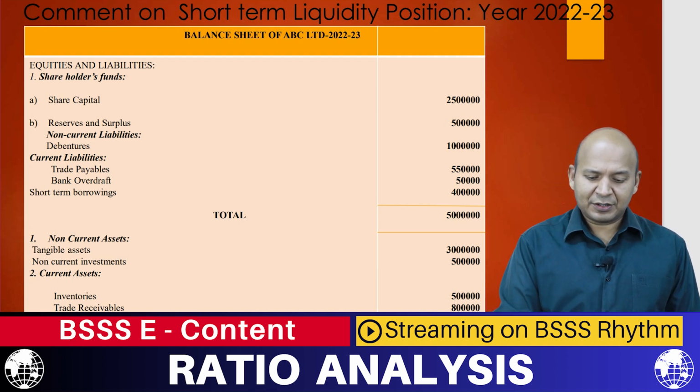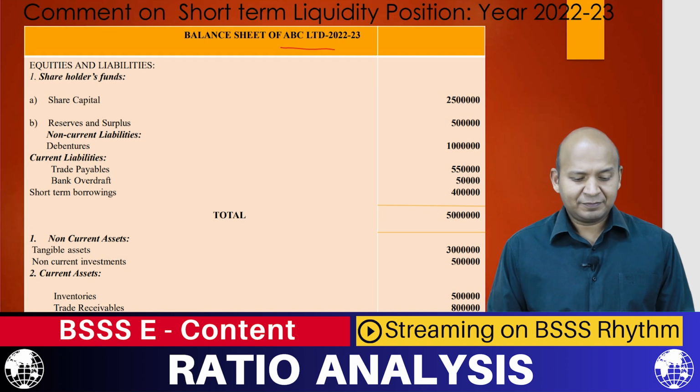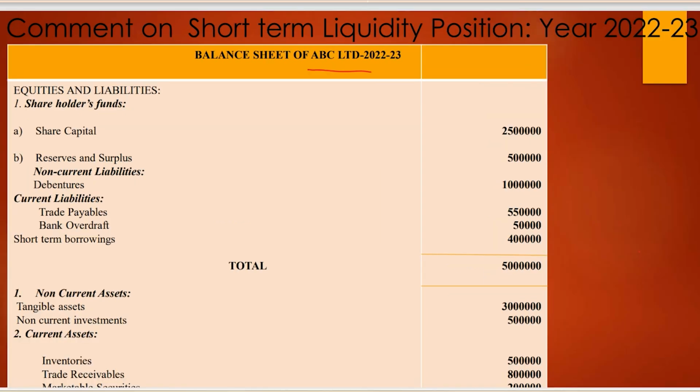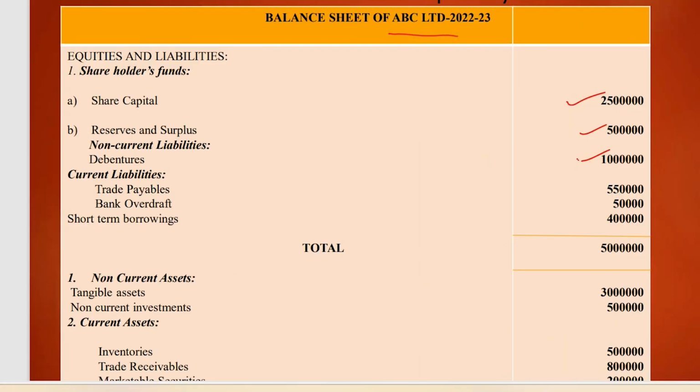We have a balance sheet of ABC Limited. Under equities and liabilities, we have share capital which is equal to 25 lakhs. Reserves and surplus is 50,000. Under non-current liabilities, we have debentures amounting to rupees 10 lakhs. Under current liabilities, we have three current liabilities: trade payables 5,50,000, bank overdraft 50,000, and short term borrowings 4 lakhs. The total of liabilities is 50 lakhs.